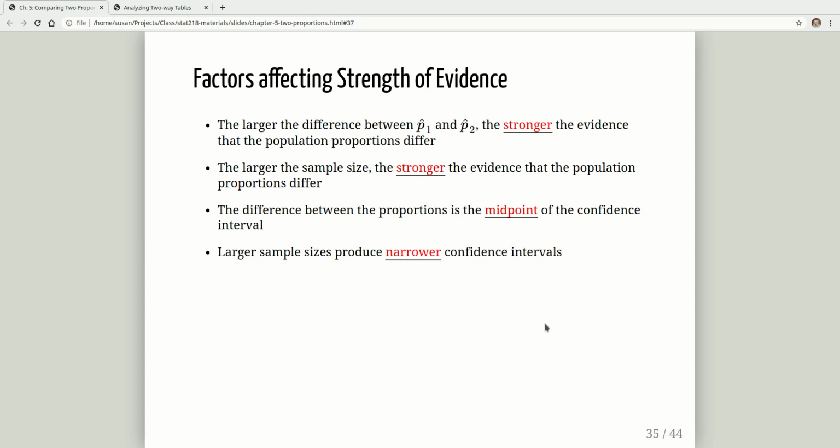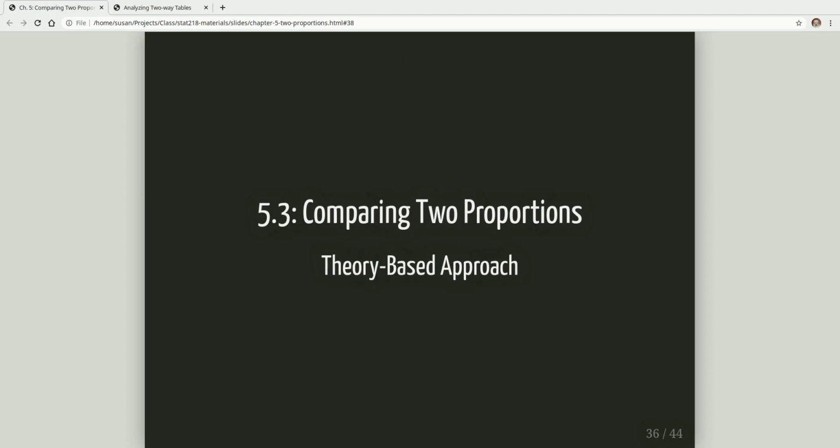So the difference in the proportions is our sample statistic, right? And that is the middle of the confidence interval that we have. So know that the difference between the proportions is the midpoint of the confidence interval. And know that larger sample sizes produce narrower confidence intervals. All right? And that concludes section 5.2.